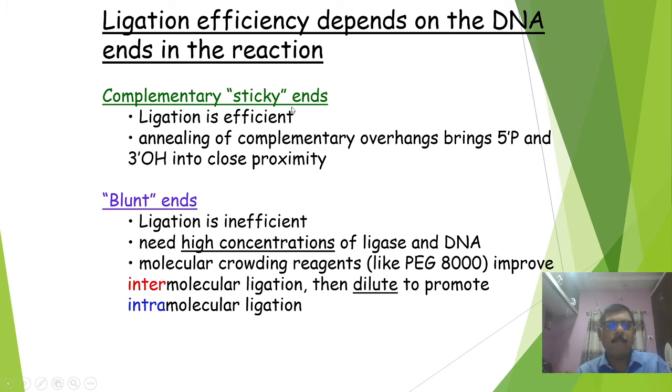While in the other type, if both the molecules are blunt ended, that is the foreign DNA of interest and the DNA of the vector, then ligation is inefficient, and it needs a high concentration of the enzyme ligase and also a high concentration of DNA. Molecular crowding reagents like polyethylene glycol improve intermolecular ligation, whereas dilution promotes intramolecular ligation.